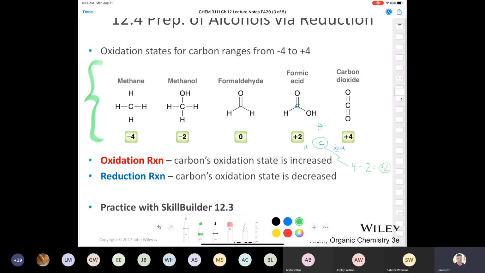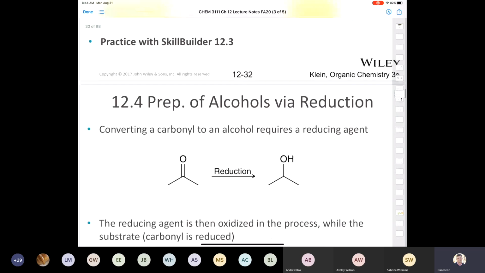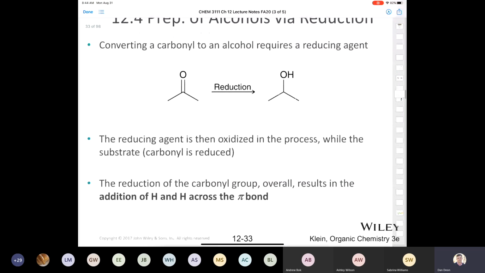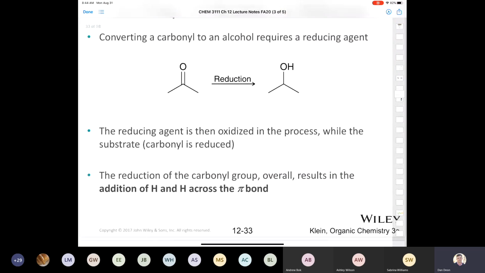All right, so in an oxidation reaction, and again, this is probably not a stretch to anybody here, carbon's oxidation state is going to increase in an oxidation reaction, and in a reduction reaction, carbon's oxidation state is going to be decreased. And I will probably ask you a question on the next quiz, what is the oxidation state of carbon in this molecule or something like that. All you got to do is calculate the oxidation state. So all of that was just a preamble to what is a reduction of a carbonyl.